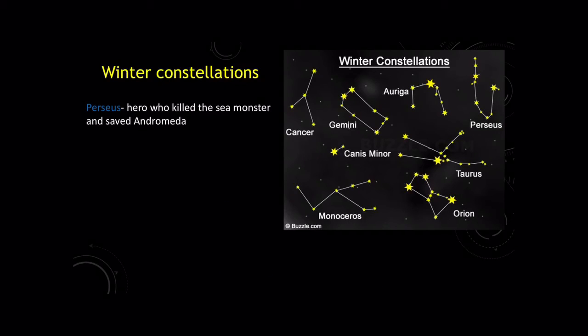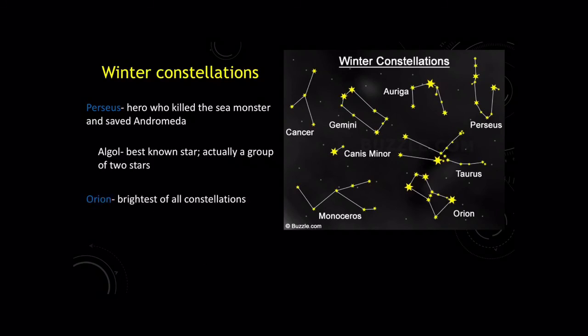Winter constellations. Perseus is the first one we're going to mention. He is the hero who killed the sea monster and saved Andromeda. Algol is the best known star, and it's actually a group of 2 stars. Orion is the brightest of all constellations. Then you have Canis Major, which is the big dog, and Sirius is the brightest star in the heavens. It, of course, is located on the snout of Canis Major.